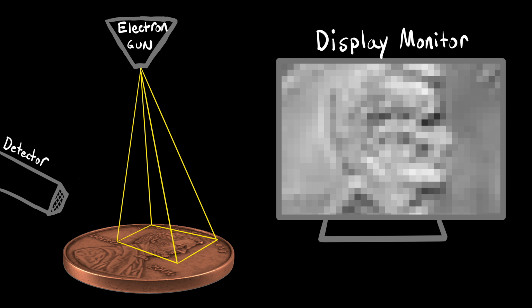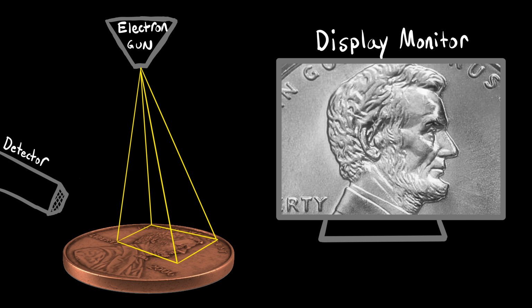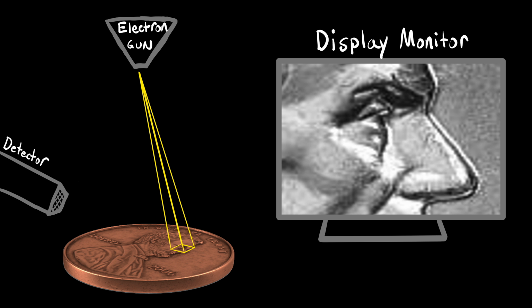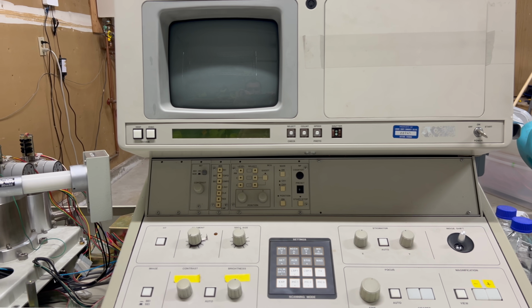You can see on the display that we have a very rough image of our sample. To fix this, we can make the electron beam more narrow, which will make the pixels smaller and result in a higher resolution image. In order to increase magnification, however, all we have to do is simply scan a smaller area. Pretty cool, huh? Okay, let's talk hardware.